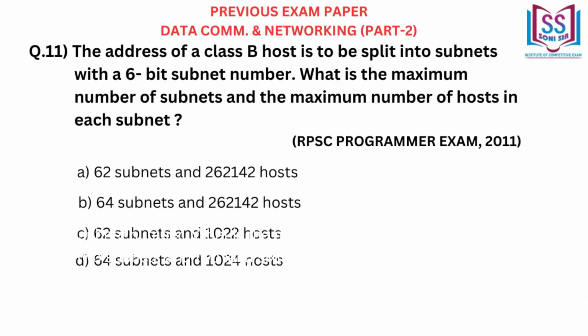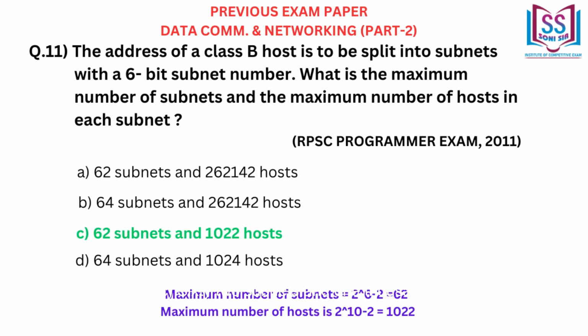The address of a Class B host is to be split into subnets with a 6-bit subnet number. What is the maximum number of subnets and the maximum number of hosts in each subnet? A. 62 subnets and 262,142 hosts. B. 64 subnets and 262,142 hosts. C. 62 subnets and 1,022 hosts. D. 64 subnets and 1,024 hosts. Correct answer C. 62 subnets and 1,022 hosts.